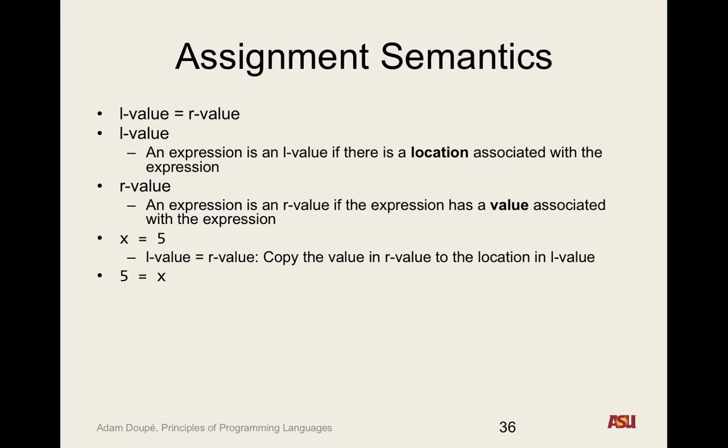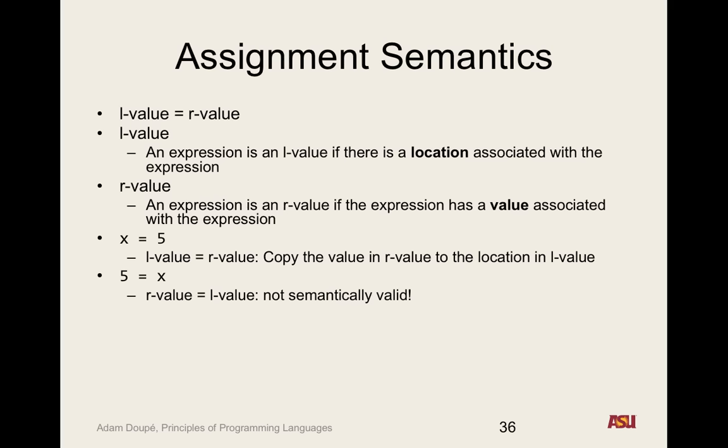Okay, so we cannot do this. This is an R value equals to an L value. We can't do that because it's not semantically valid, right? We have no place to copy whatever's here on the left-hand side, which is an R value. We can't even do R value equals R value, right? We can't say 5 is assigned to 5, because that doesn't make any sense. So we have no place to put the 5. There's no location associated with 5. Questions on that?